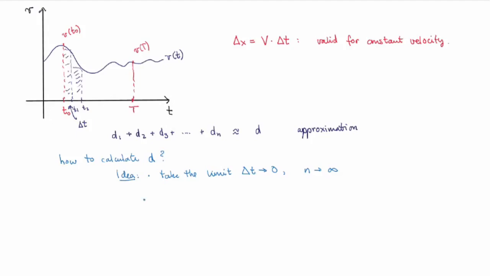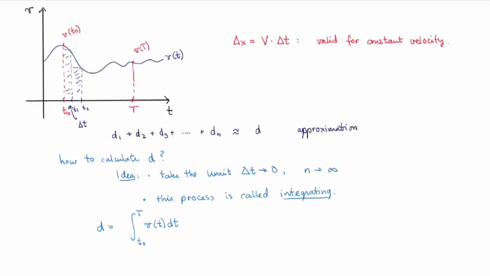So this process is called integrating, or taking the integral of the function. In fact, it also has a special notation. So for example, in this case, if I calculate the distance d, in other words, the area under the velocity function between t naught and capital T, I would write this as the definite integral between t naught and capital T of the velocity function.